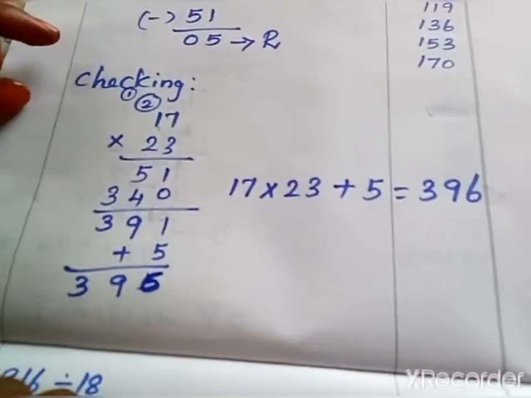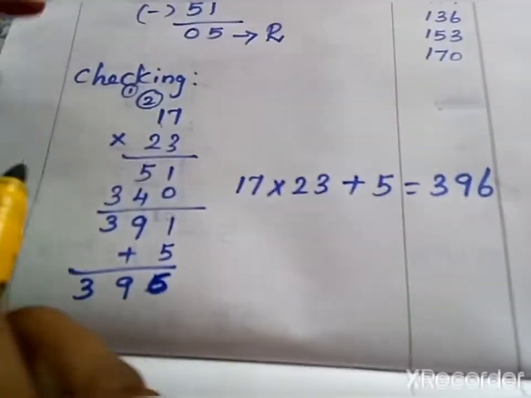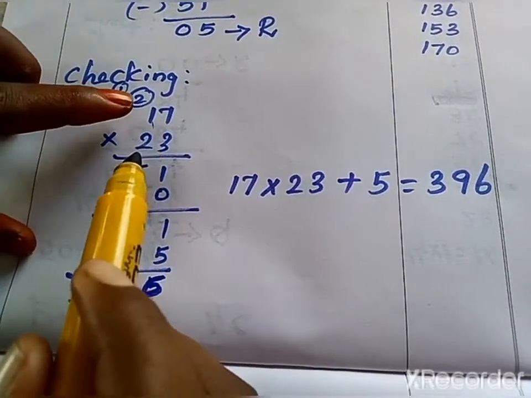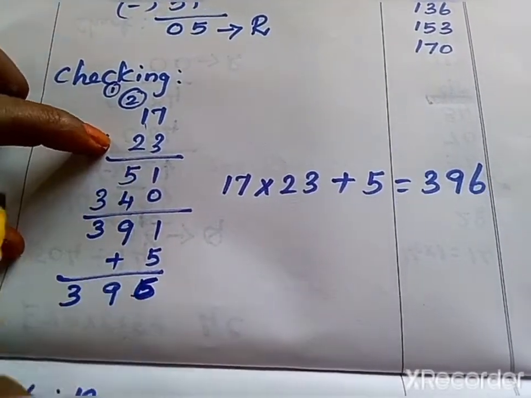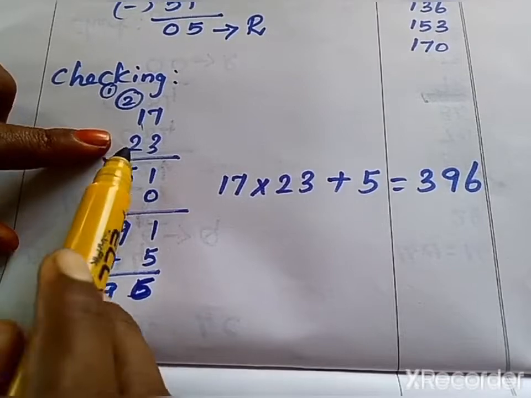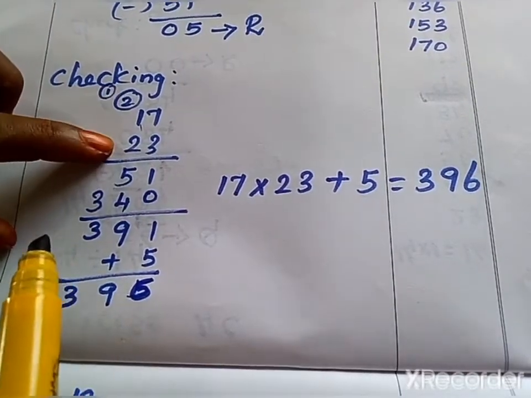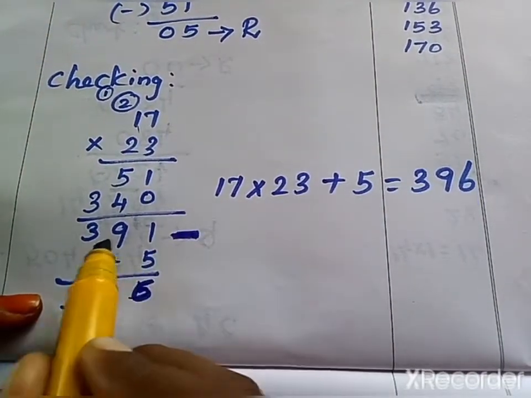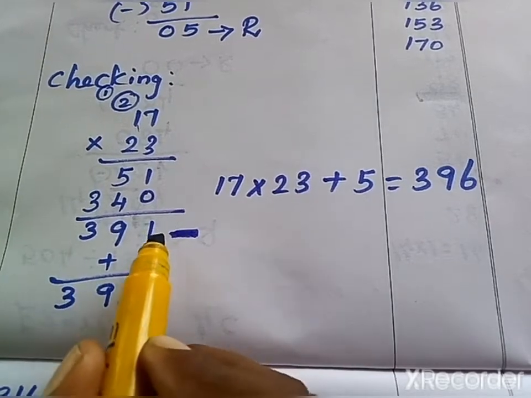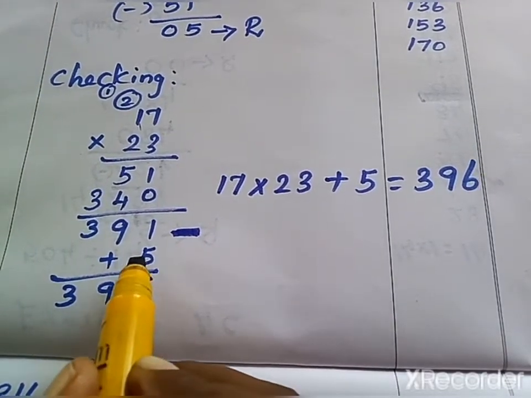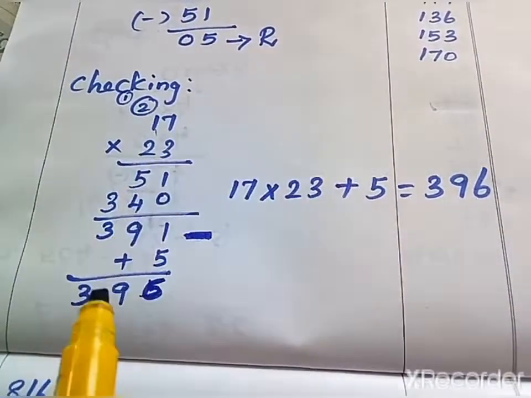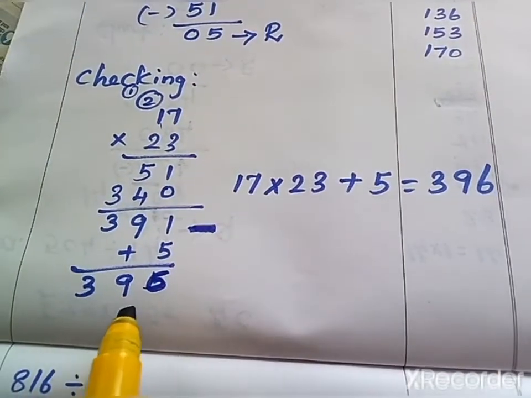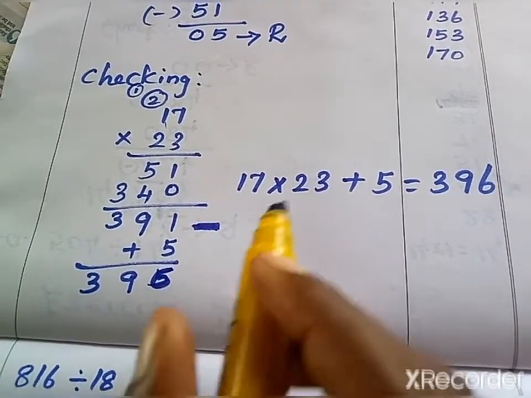So then we have to check whether our division is correct. So to check, what we have to do, we have to multiply the quotient with the divisor. So here the quotient is 17 and the divisor is 23. So if we multiply that, we will get our answer as 391. So along with that, we have to add the remainder. So what is the remainder? 5. So if we add 5 to it, 396. So this is our dividend. So our division is correct.